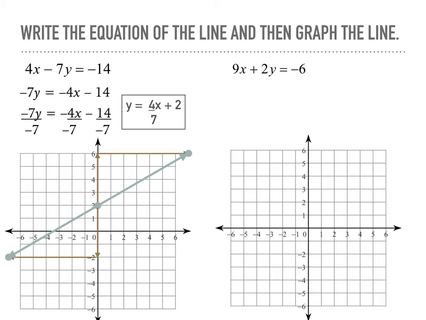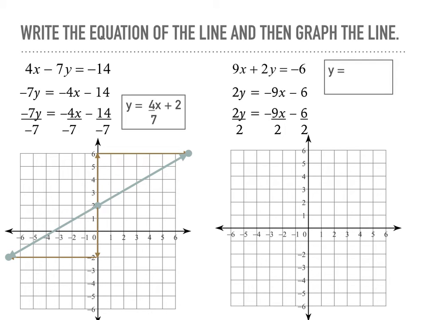Okay, now the next example is not in slope-intercept form. Let's subtract 9x from both sides. Let's divide all 3 terms by 2. And we're left with y equals -9/2 x minus 3. So we will start by graphing our y-intercept of -3.